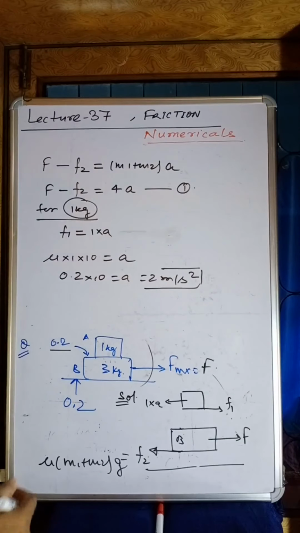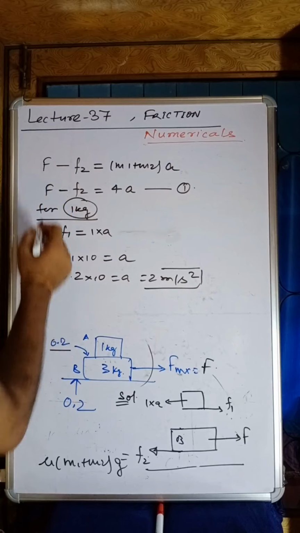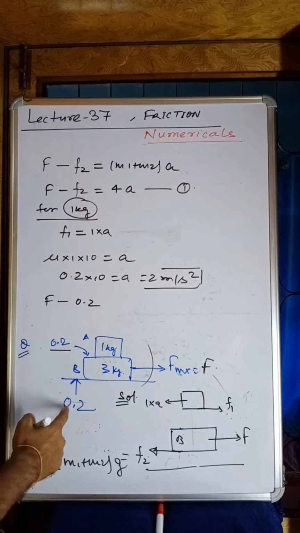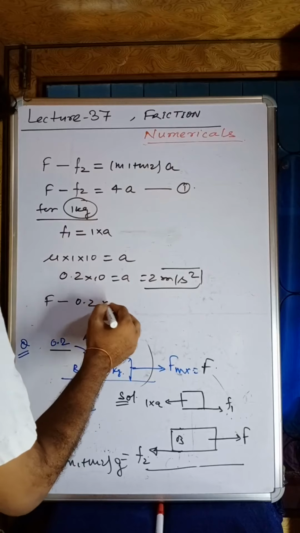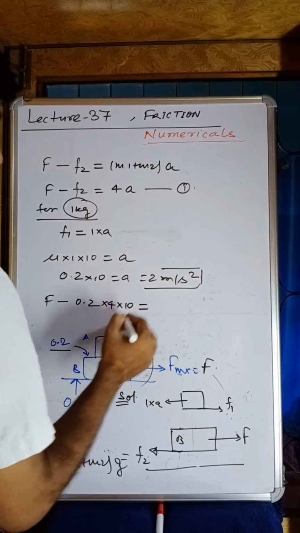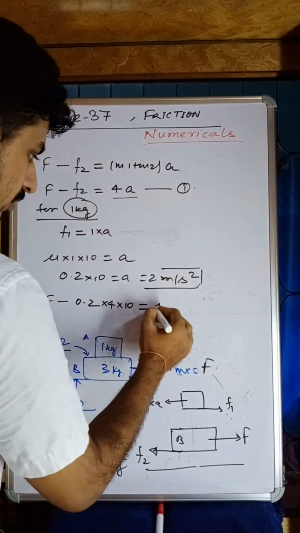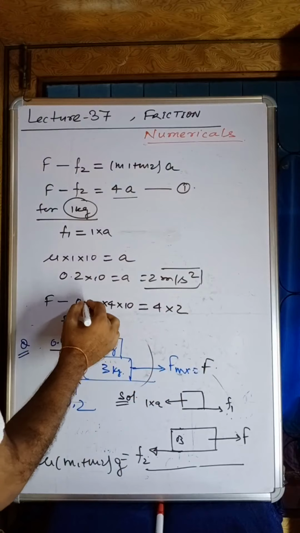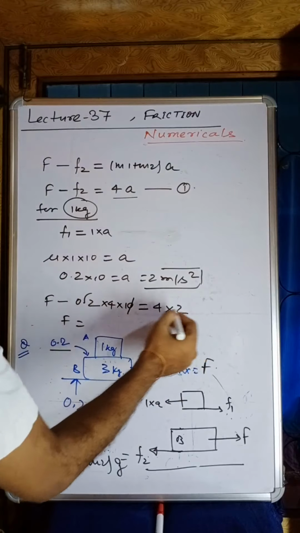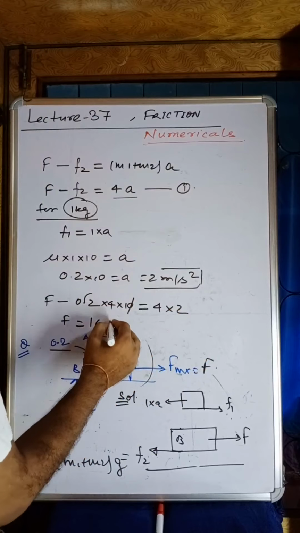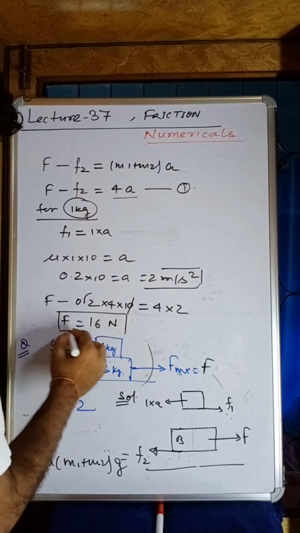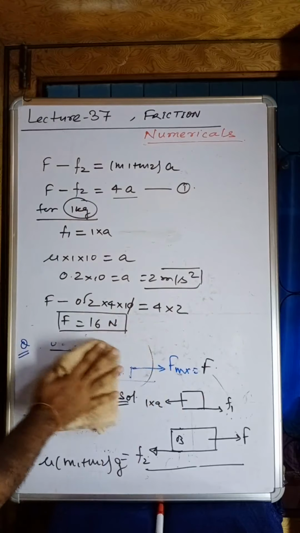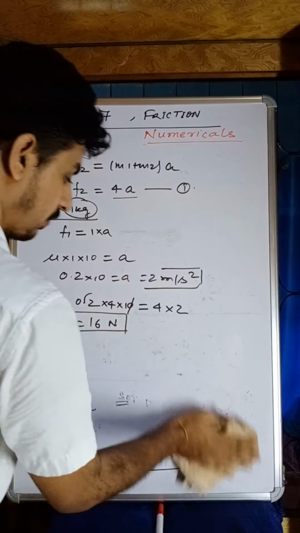What can we write, my dear students, from this equation? F minus mu, it is 0.2, m1 plus m2 it is 4, g it is 10, is equal to 4a, a it is 2. Alright, could you find the value of F? It is 8 plus 8, 16 Newton. This is the answer. Alright, kindly note down. I hope you understand how to solve this question.